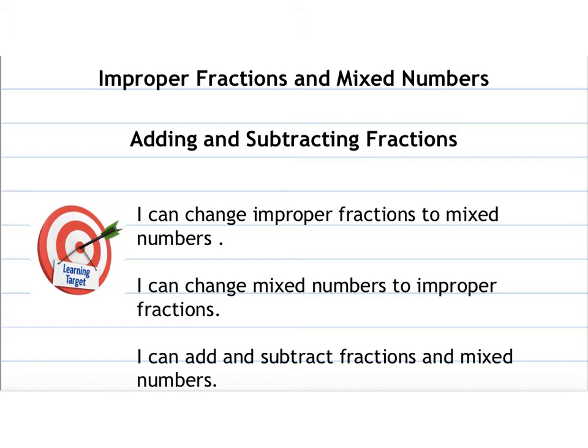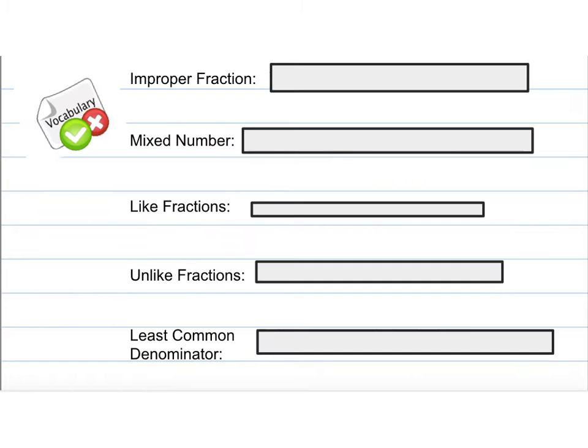Here are your learning targets. I can change improper fractions to mixed numbers. I can change mixed numbers to improper fractions. And I can add and subtract fractions and mixed numbers. Activate your brain. You have some prior knowledge. Let's go. Here's some vocabulary that we are going to review to activate your prior knowledge.